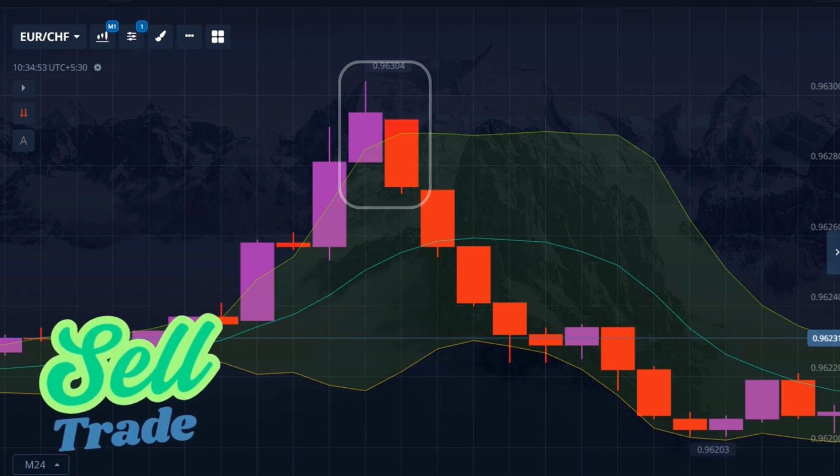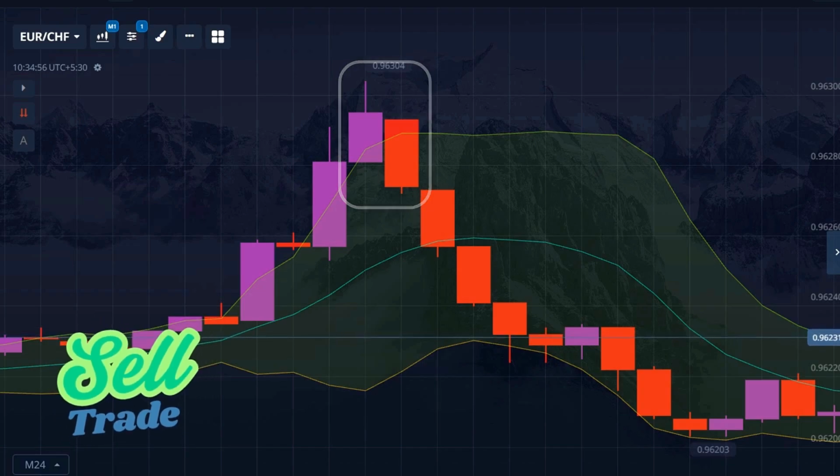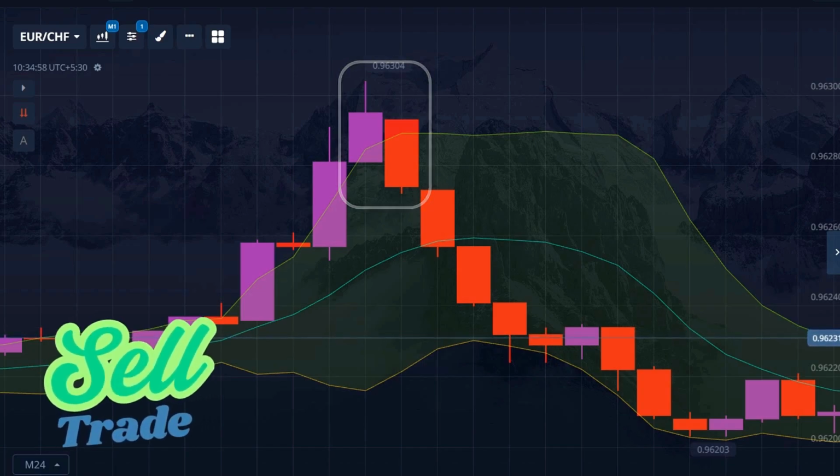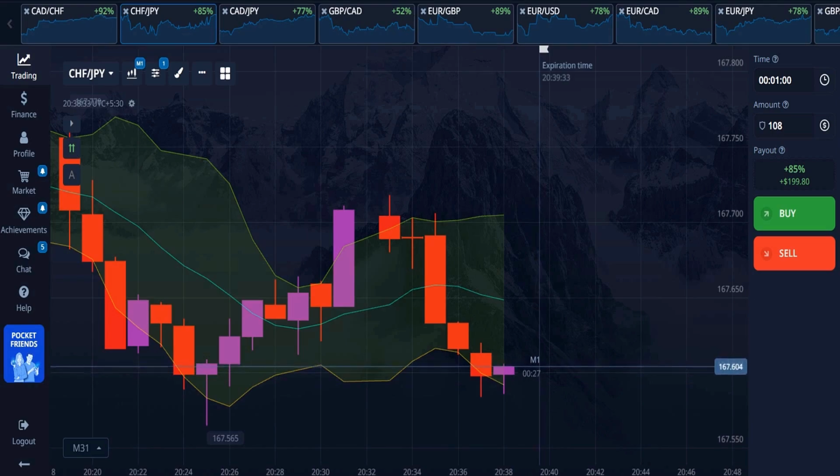Before you risk your hard-earned money, practice this simple strategy on a demo account first. It's a smart way to build confidence and master the setup before trading real money. Check the description box for more details and indicator settings.